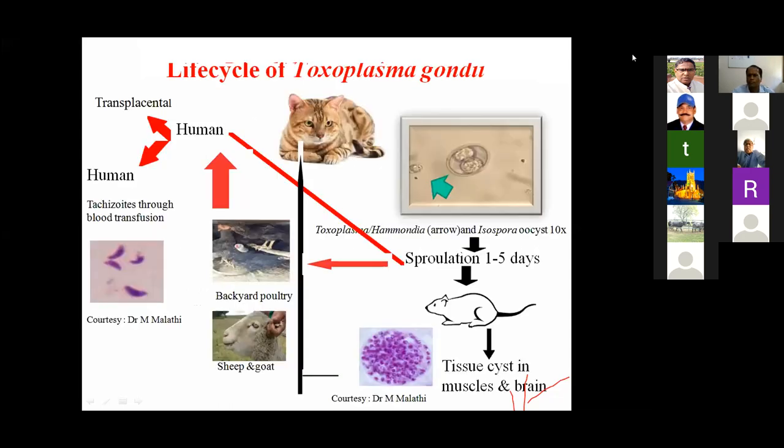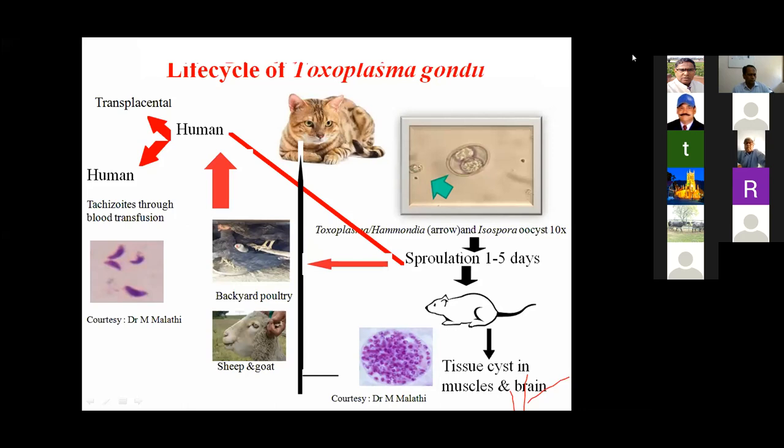So this is the life cycle in the cat. Cat passes the oocyst. This green arrow, the small one, is the Toxoplasma. The other bigger one is the Isospora. It takes 1 to 5 days for sporulation. Once sporulated, it is taken by the rat or mouse, in which tissue cysts in muscles and brain are developed. When this mouse is eaten by the cat, following the black arrows, the cat gets the infection from the rat. That is the normal life cycle.